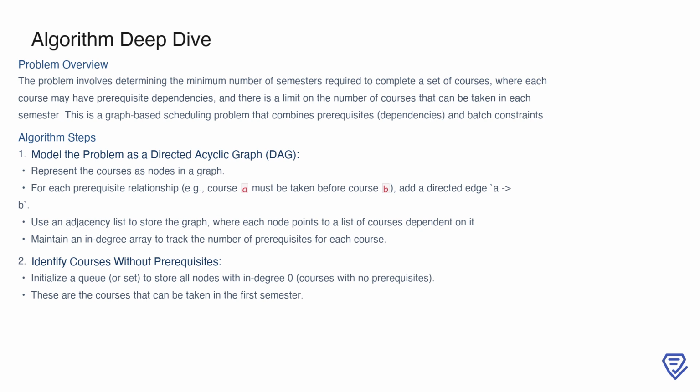To solve this, we start by modeling the courses and their dependencies as a directed acyclic graph, or DAG. Each course becomes a node, and if one course is a prerequisite for another, we add a directed edge between them. The adjacency list representation of the graph makes it easy to track which courses depend on which others. At the same time, we use an in-degree array to count how many prerequisites each course has. This helps us identify courses that can be taken immediately, as they will have an in-degree of 0.